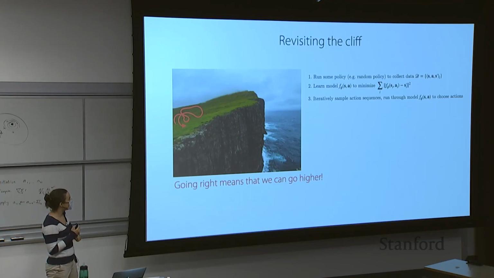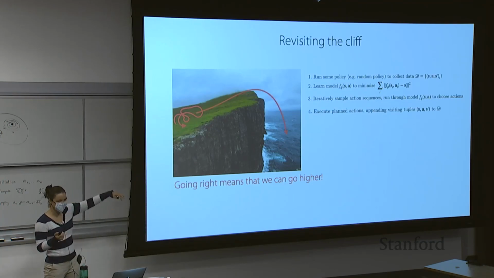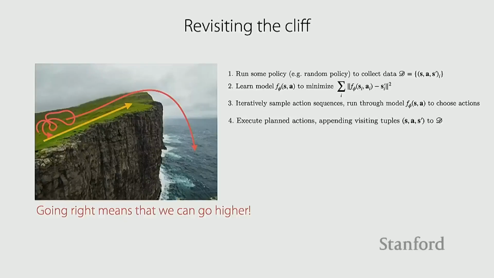Okay, so then if you do this, if you execute your planned actions, you'll collect data that looks like this. So you'll learn what it's like to fall off cliffs, and then you'll learn to eventually go to the top and then stop, because your model will learn that if you keep on going from that point, you will no longer go higher.